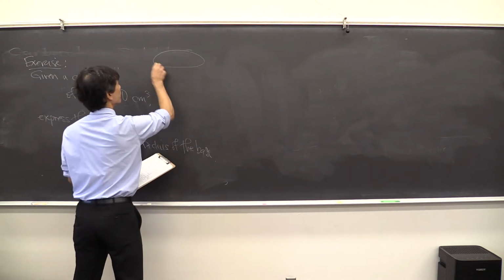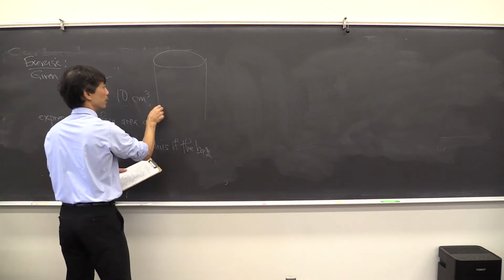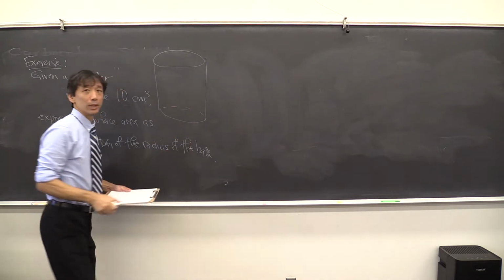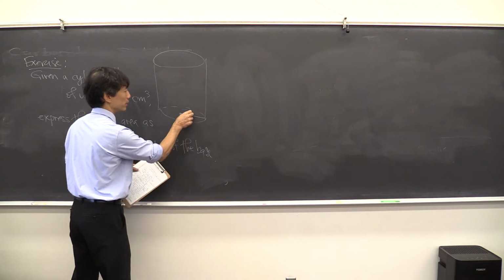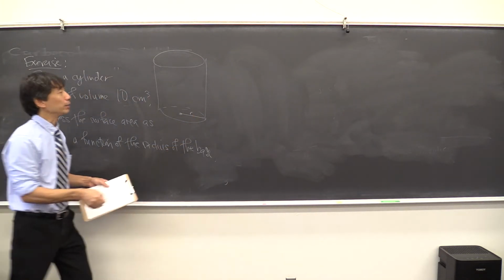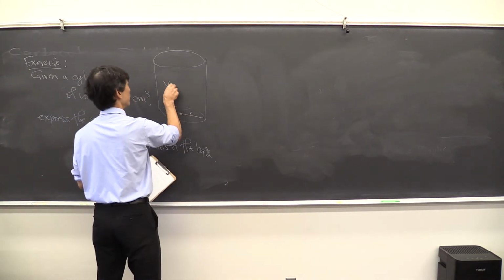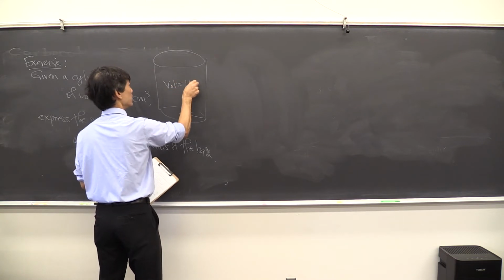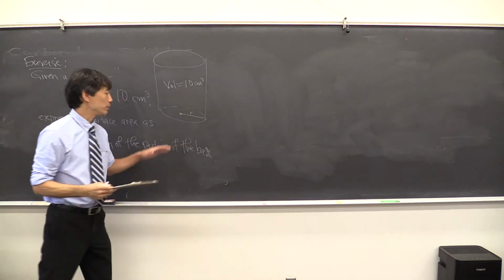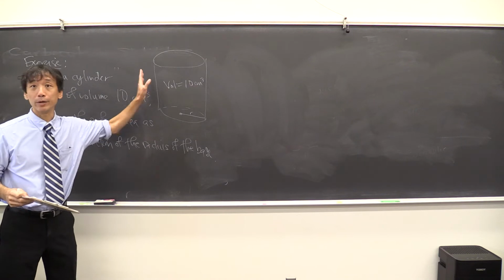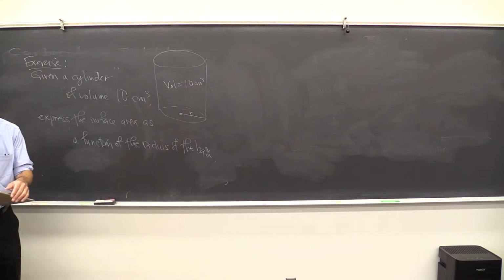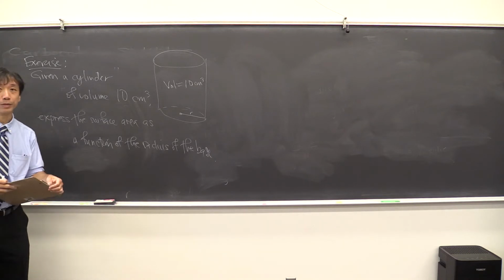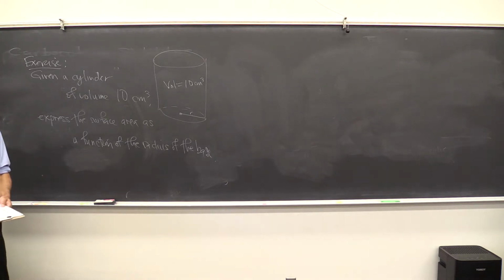Okay, so you've got a cylinder, right? The base is a disk, so it has some radius, and you know that the volume is 10 centimeters cubed, and they want you to express the surface area, the area of the surface, as a function of r. Just take a minute or two and see if you can do that.